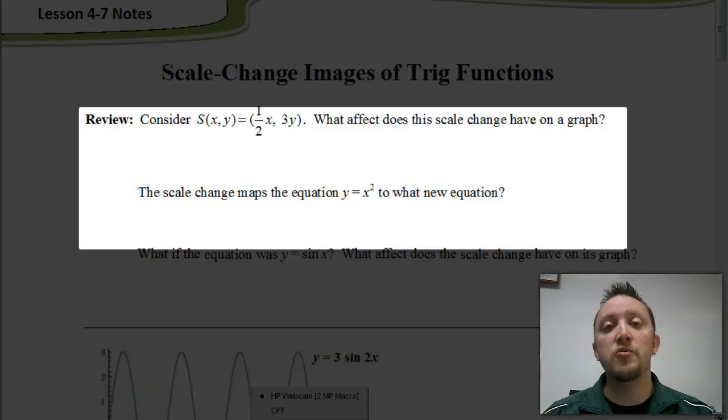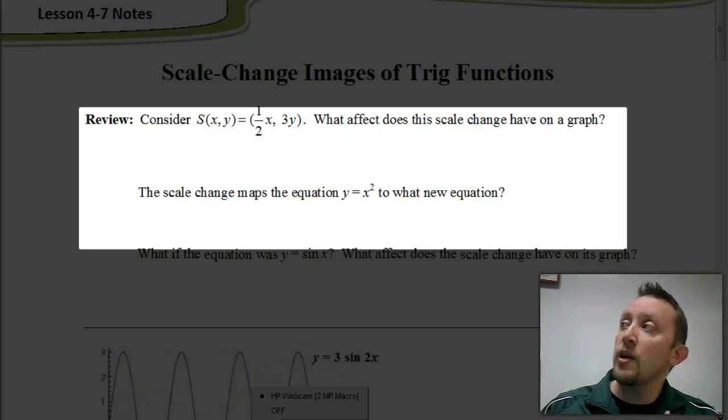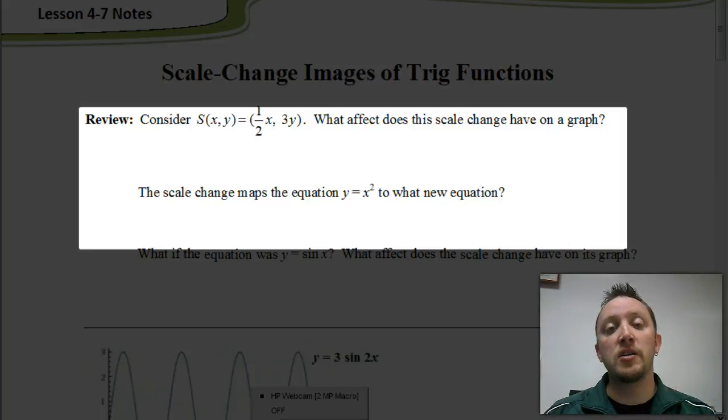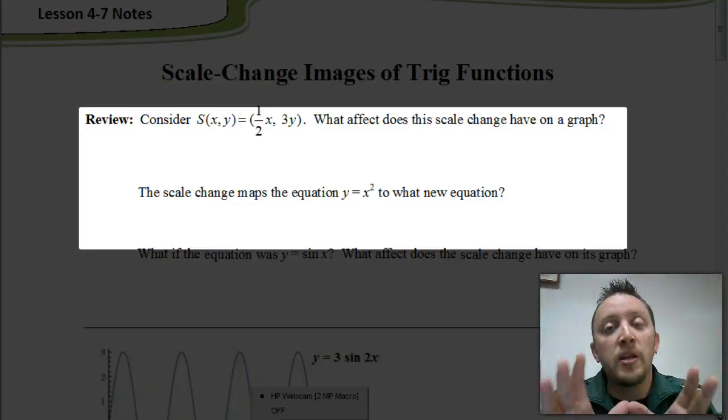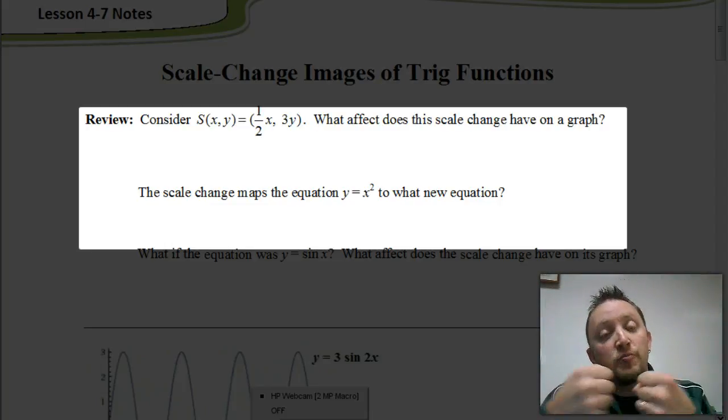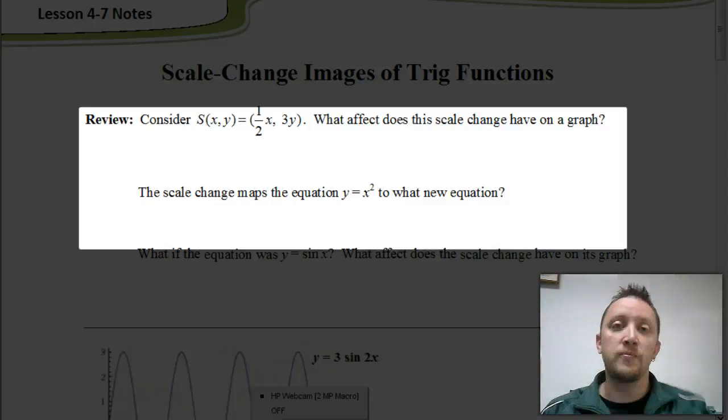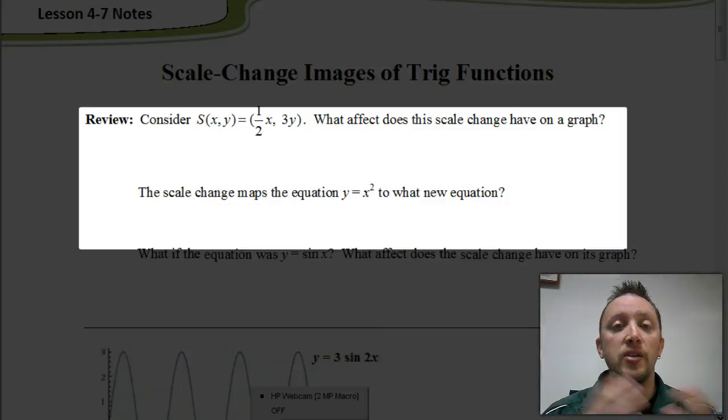But let's review what exactly a scale change is. So here we have one particular scale change, that's 1/2 x and 3y. I want you to think for a minute about what impact or what influence that scale change has on the graph. Now remember, this is a scale change. A translation is where it's moving to the left, right, up, or down. A scale change is where it can be stretched horizontally or be stretched vertically. So that's what's happening here.